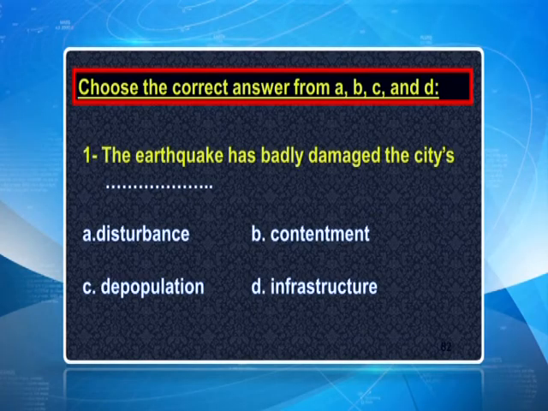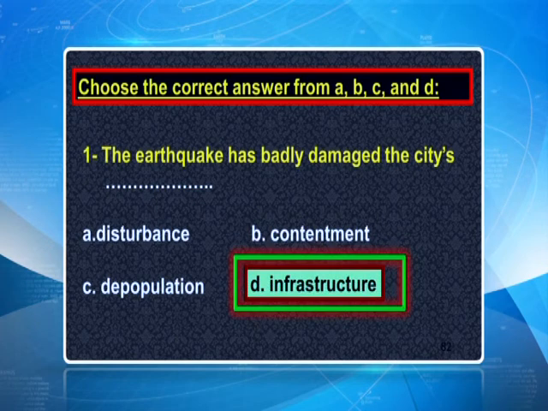Let's have practice 1. Now we will have 4 sentences which are going to be used as a multiple choice task. Choose the correct answer from A, B, C, and D. The earthquake has badly damaged the cities. Notice all the options are nouns. Disturbance, contentment, depopulation, infrastructure. Now your answer will be infrastructure. That's it. Very good.